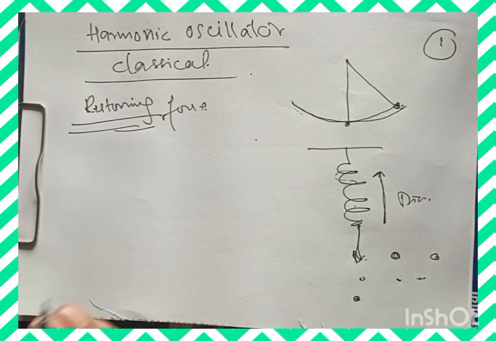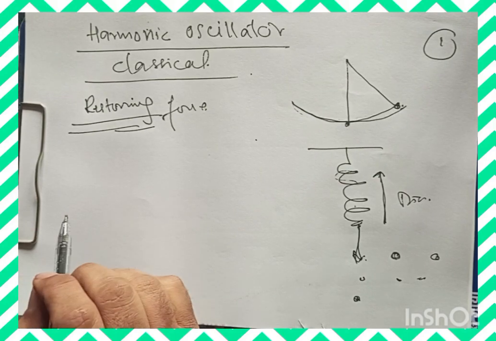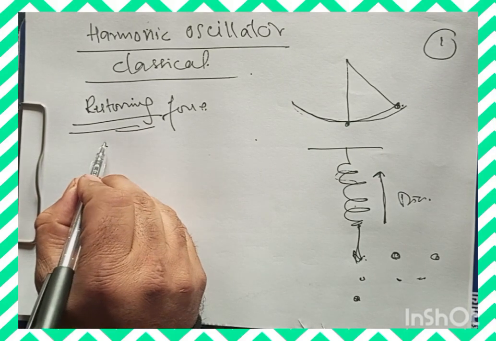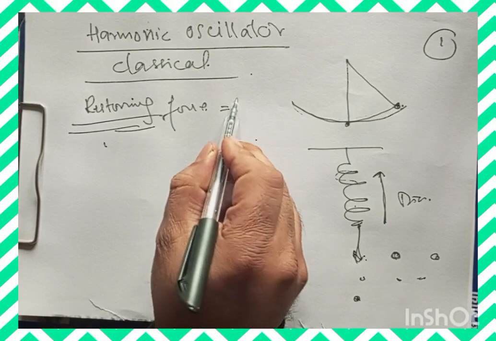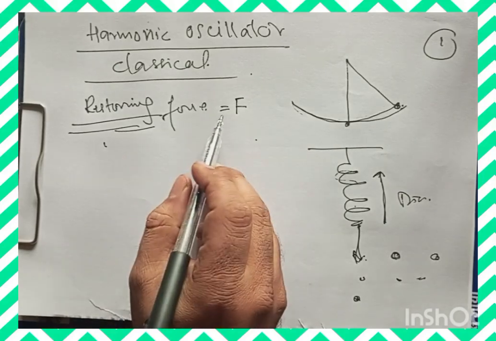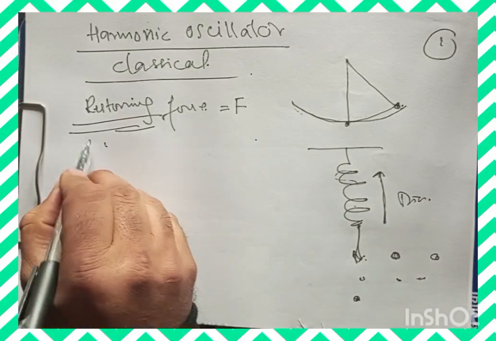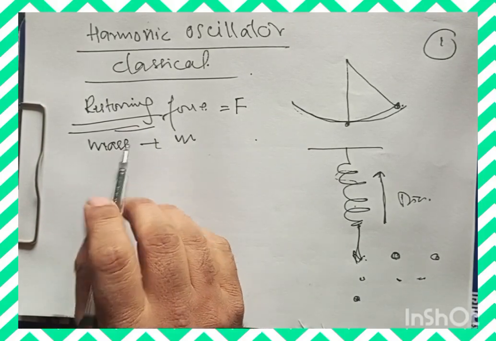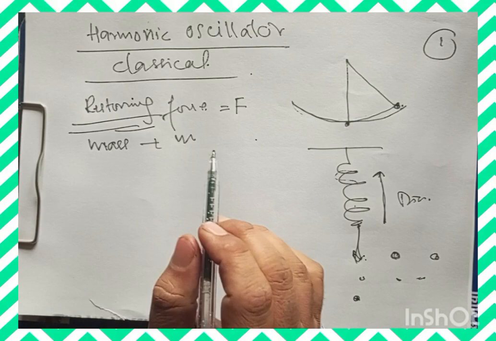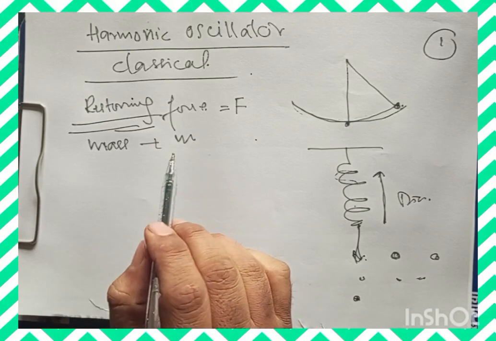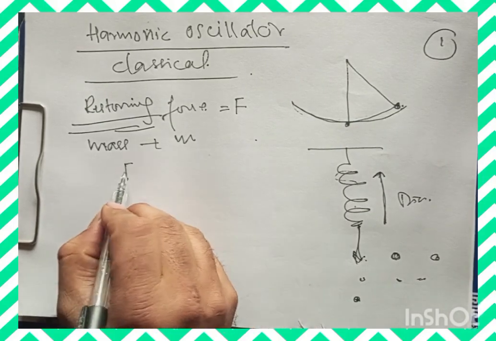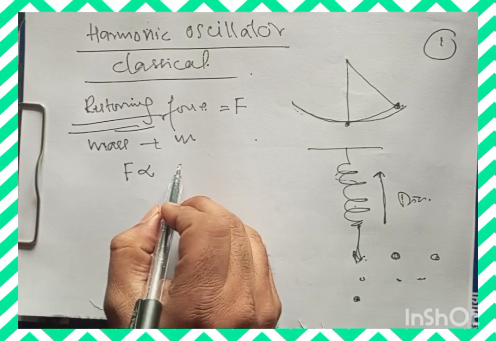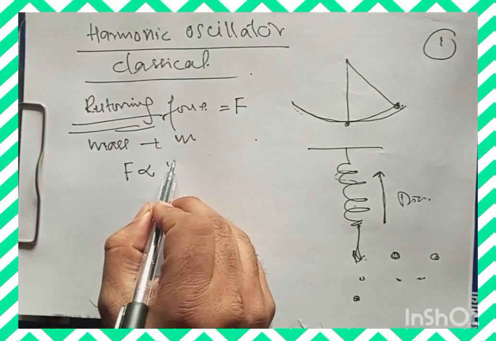Now, if we take the special case of simple harmonic motion, we have this restoring force, and I assume that this restoring force is F, acting on a particle of mass, say m, and assuming it to be linear. That is, this F is proportional to the displacement of the particle. It's proportional to the displacement.